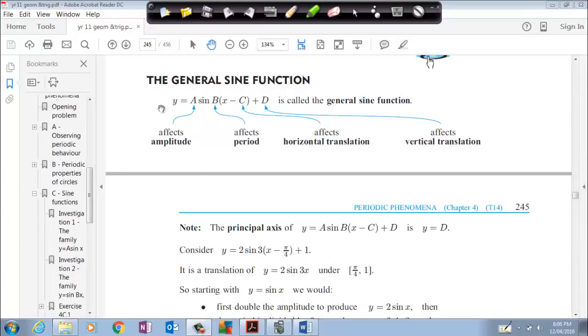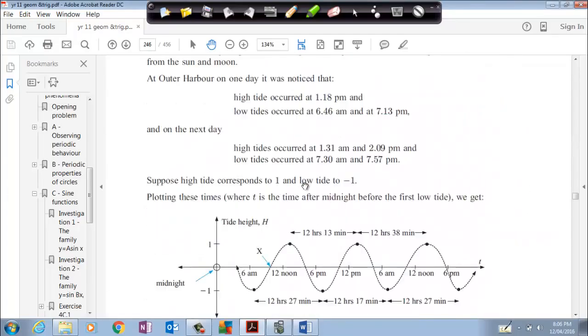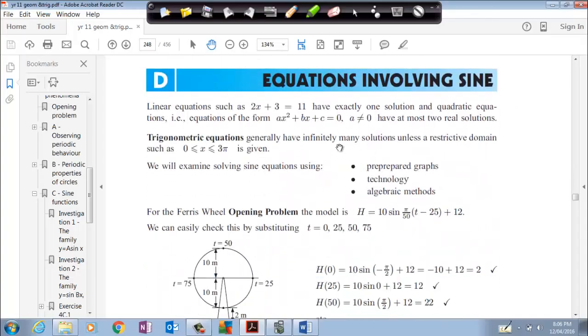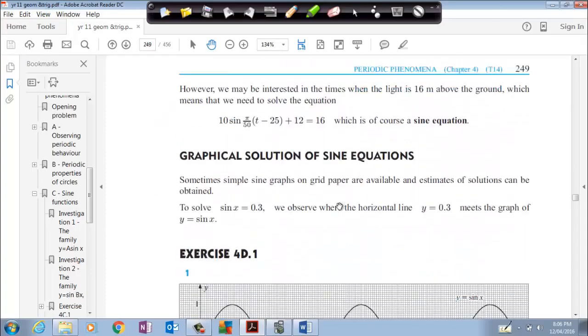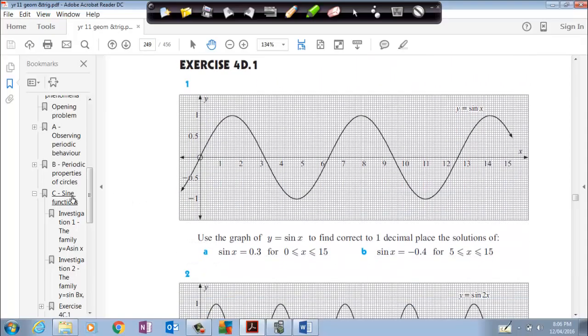Now, we last saw the general sine function here. We're not going to do modelling, so we can skip this section. This isn't in the course, but we're doing equations involving sine. The first example is here, 4D1.